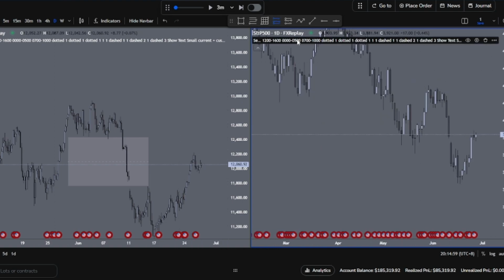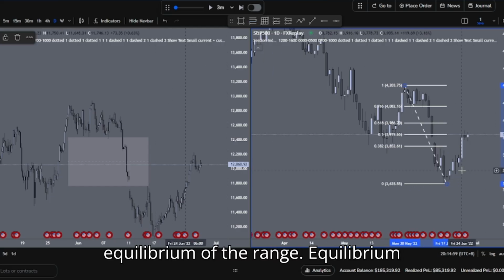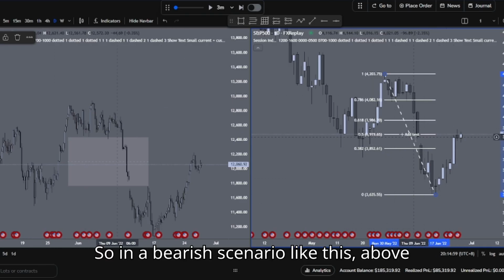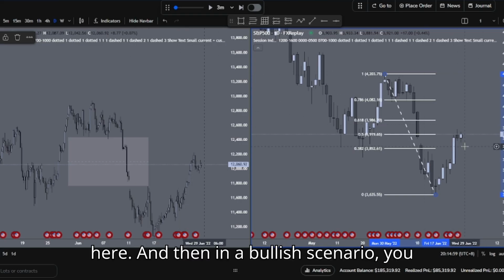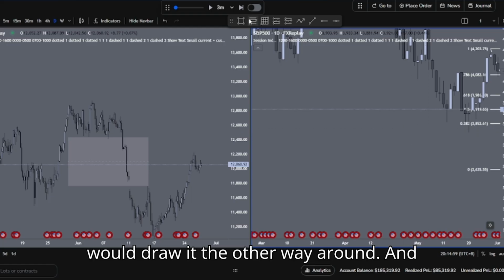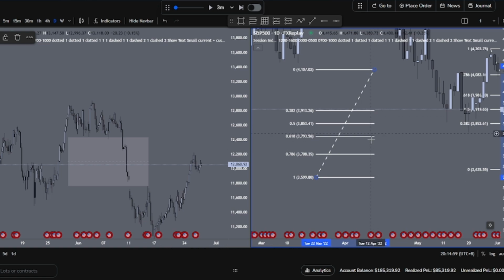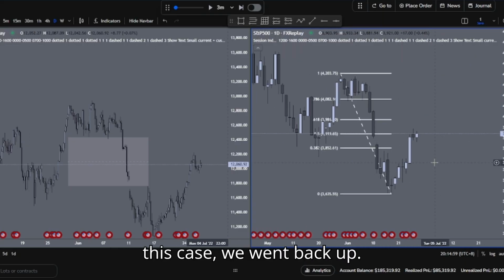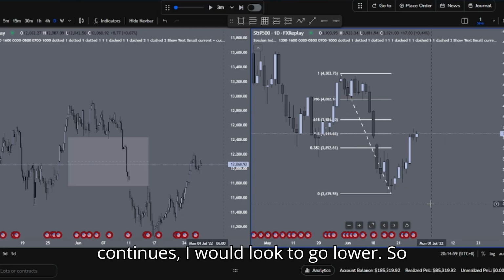For ES, we have also barely gotten into equilibrium of the range. Equilibrium means above or below 50% of the range. So in a bearish scenario like this, above 50% would be this area here. And in a bullish scenario, you would draw it the other way around, and if you're waiting for a retrace, you'd say, okay, it's now in the equilibrium when it goes back down, and then you may look to go higher. But in this case, we went back up. I mean, assuming this bearish trend continues, I would look to go lower.